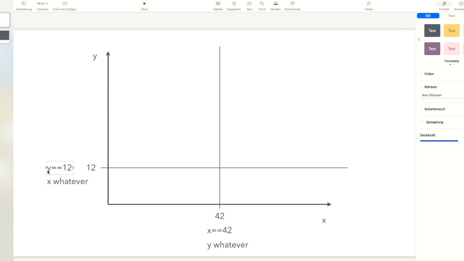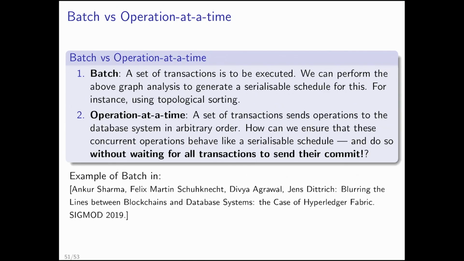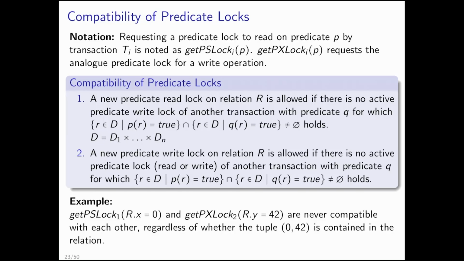Yeah. So basically, that is what this slide is saying here. Oh, I'm in the wrong slide set. Okay, that's about the compatibility of predicate locks. So when are you allowed to get a predicate lock, and when are you not allowed to get a predicate lock?